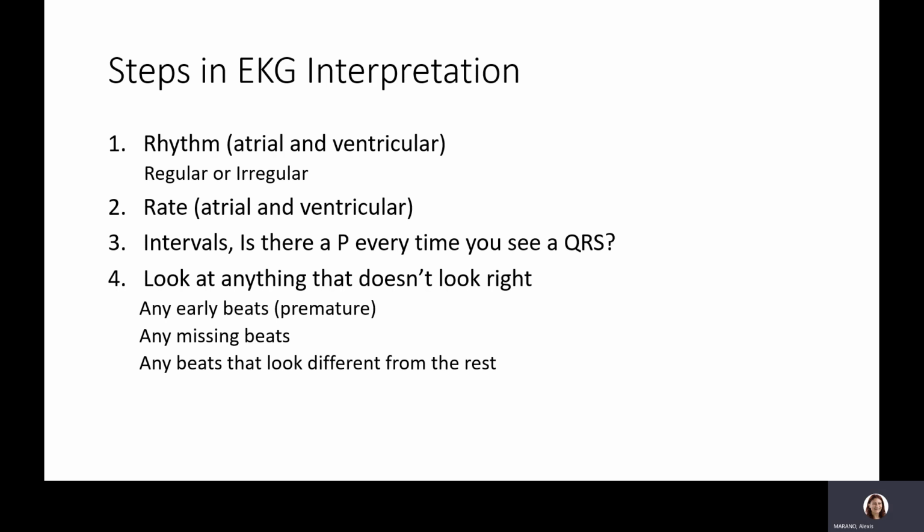Every time you see a P wave, do you see a QRS with it? Then you want to go back and look at anything that just doesn't look right. Are there any beats that are premature? Are there any missing beats? Are there any beats that look a little bit different than the rest? If you need to, go ahead and circle these at the beginning so you can acknowledge them, but come back to it as your last step.